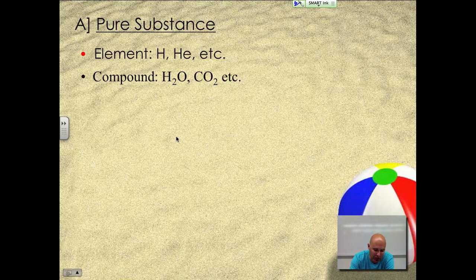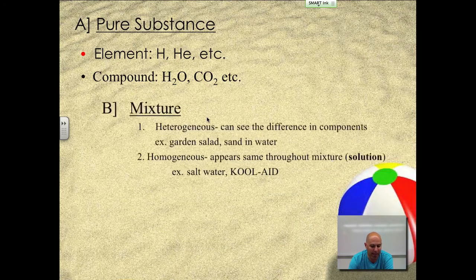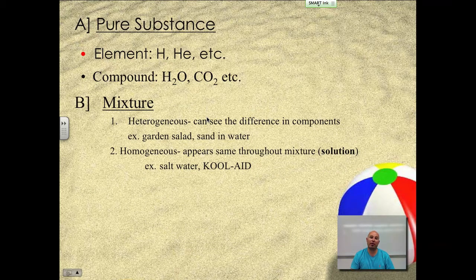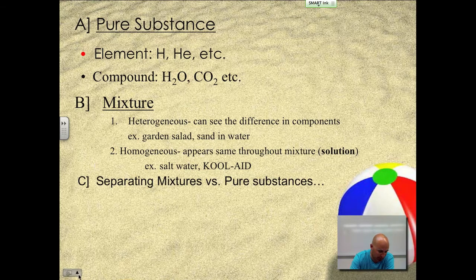Anything that is just a straight compound, just pure water, not water out of a tap, which may have different substances dissolved in it, different metals, fluoride, etc. that would not be a compound. A compound is a pure H2O, CO2, etc. So again, pure compounds are pure substances. A mixture, we have two different types of mixtures. We have heterogeneous, which you can see the difference in the components. Example, like a garden salad, sand and water, etc.